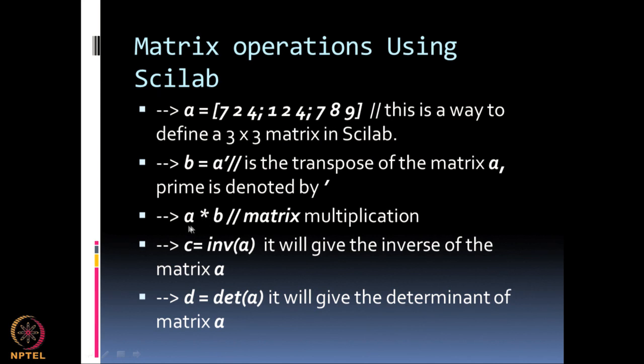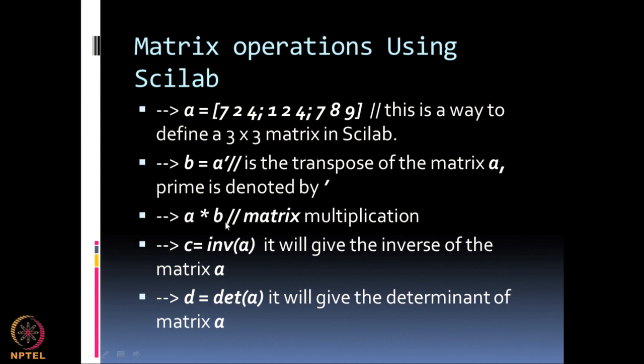It is so trivial. Suppose I say A star B, the moment I say A star B, the product will be displayed on your screen. But suppose I want to write the product into some other matrix. If I want the product to be written in some other matrix, I will say D equal to A star B. So, the matrix D will be the product of A and B.